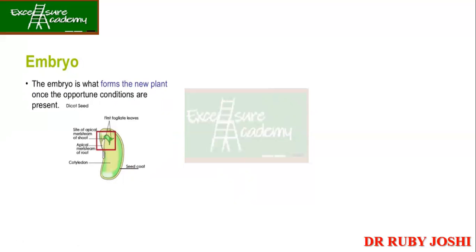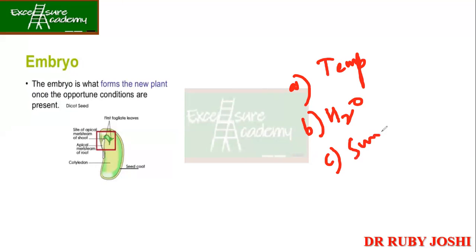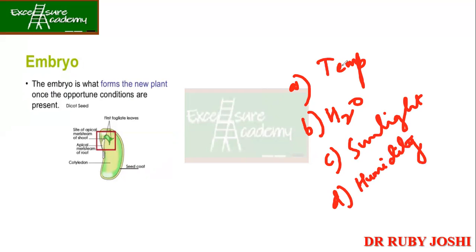Ma'am, to develop into a new plant, we need proper temperature, and it needs water and sunlight for the process of photosynthesis. Yes, very good. And what else? There's one more thing. You must have heard about the humidity. So it needs water, which will be absorbed by the roots, and sunlight.